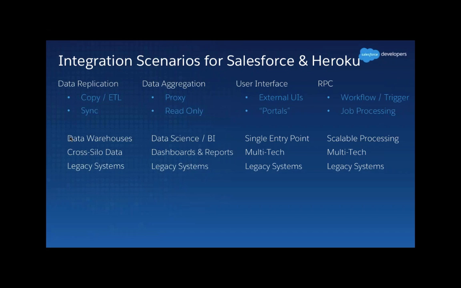Data aggregation or data proxying is the ability to proxy data in either direction. So let's say we have some data in Heroku, in a Heroku database, and we want to expose that database to Salesforce so that you can do reports, and Salesforce users can go in and see that data that actually lives in a Heroku data source. We would use data aggregation or data proxying for that.